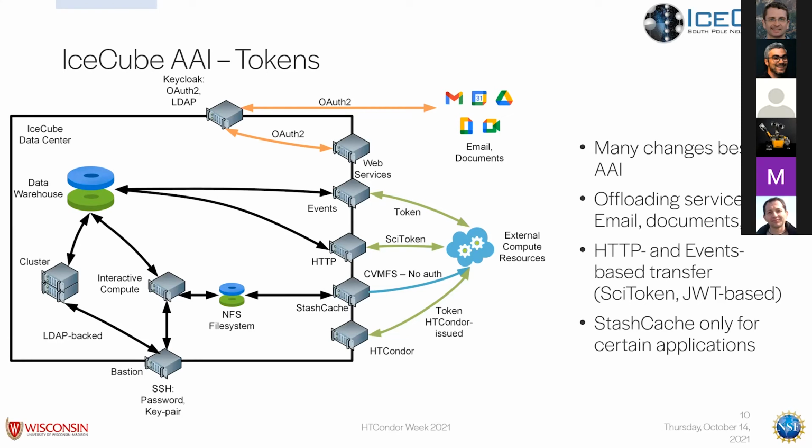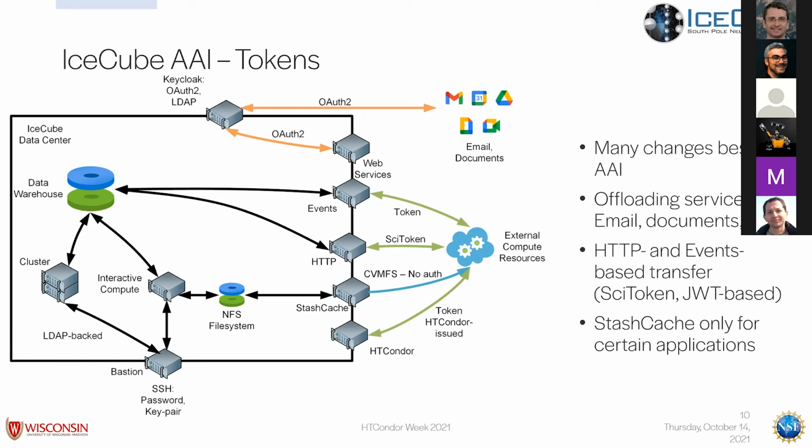So we're in the middle currently. Once Keycloak is all set up in production, we'll offload more and more of our quote unquote business services, that means email, documents, calendaring, etc., to Google, and people will use OAuth2 authentication to get to that. Then we're working on an HTTP and an events-based transfer of data, and we want to use SciTokens and JWT-based tokens for that.